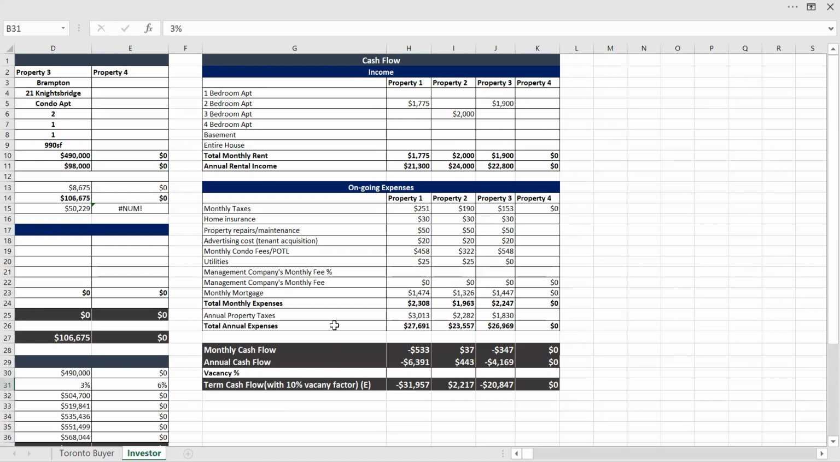When we're looking at the expenses, taking off the MLS, we've got the annual property taxes, as high as 3,000, as low as 1,800, expressed on a monthly basis. That's what we get.